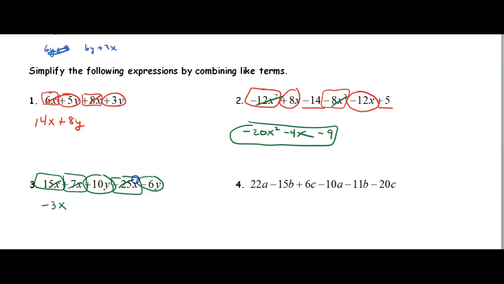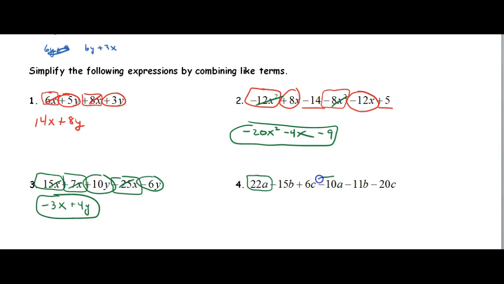Now, I'll cross out all the terms I've used. Now 10y minus 6y gives me positive 4y. And we are done. Now here, I'll put a box around 22a.